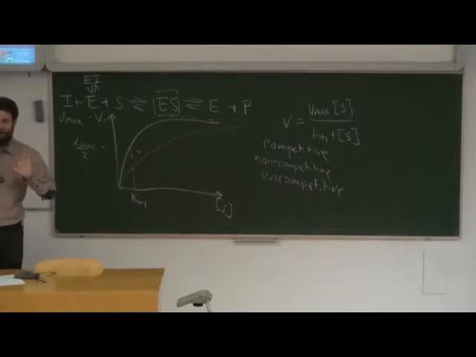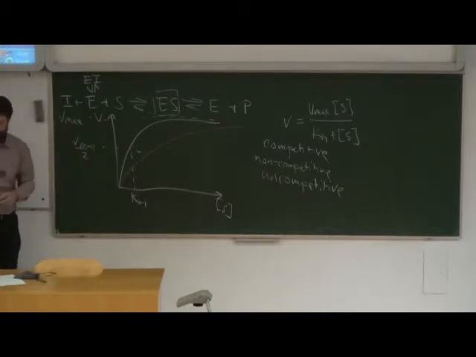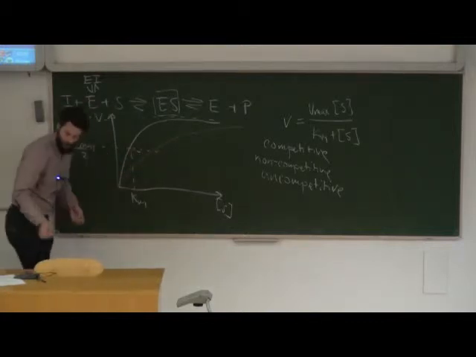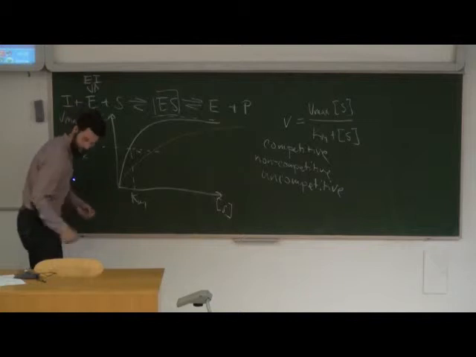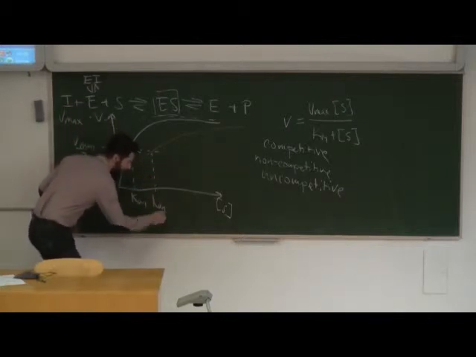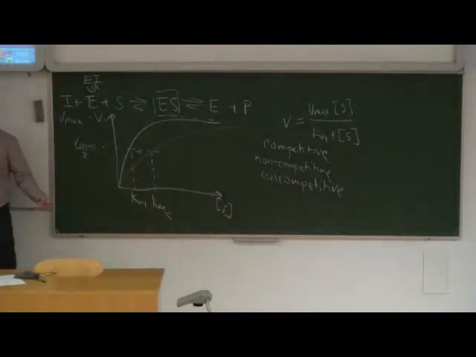Yeah? Okay, very good. So if we take Vmax divided by 2, which is still the same Vmax divided by 2 because Vmax stayed the same, we'll see that in this case, Km for competitive inhibition is going to be larger than Km for the native enzyme.